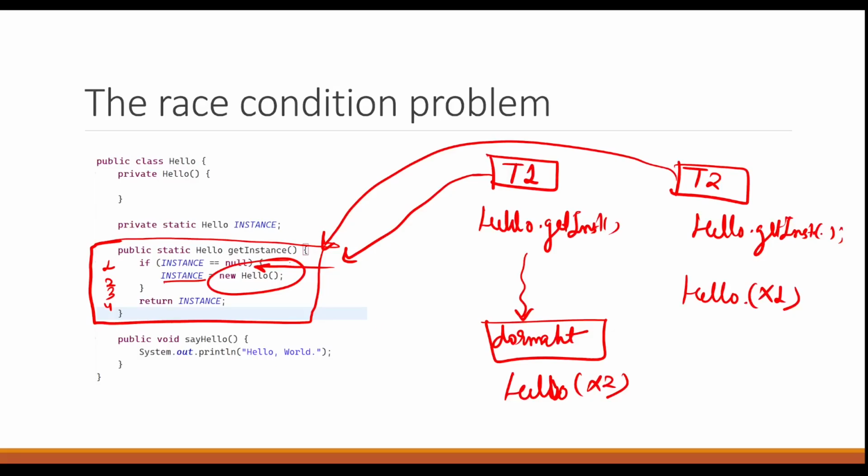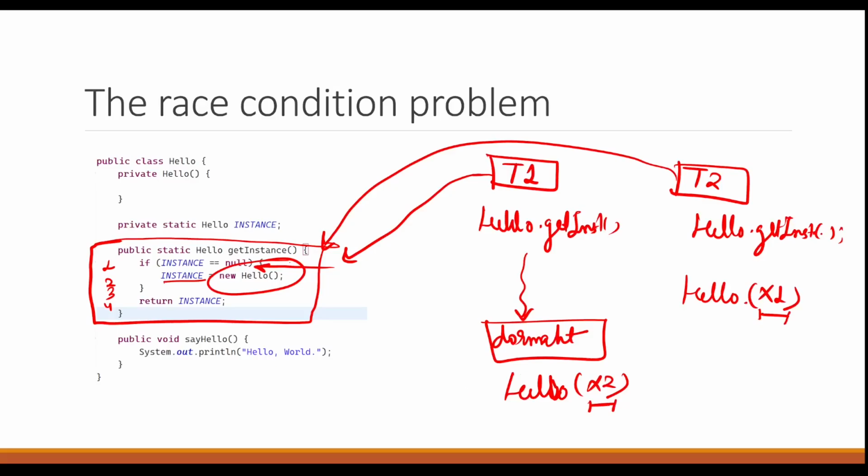So thread 1 and thread 2 are both using different instantiations of the Hello class at runtime. We want to prevent that. We want both T1 and T2 to have access to the same instance of the Hello class, which may be either x1 or x2, but not two different ones. This is also a very big problem in terms of resources.